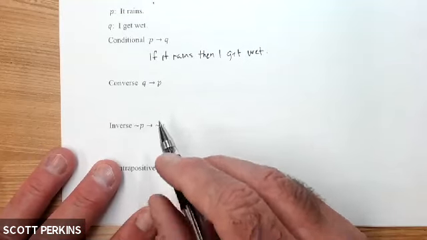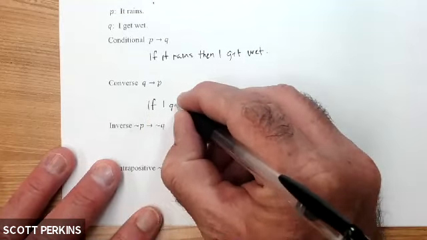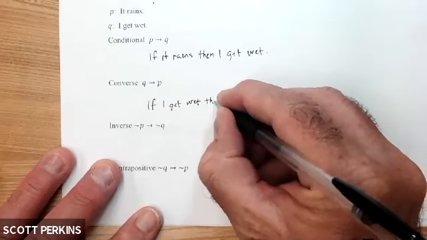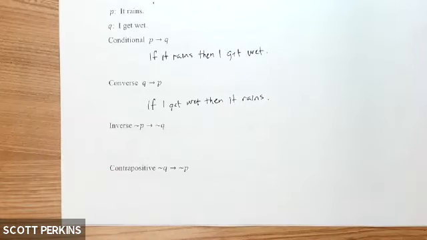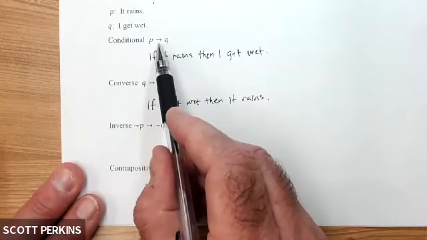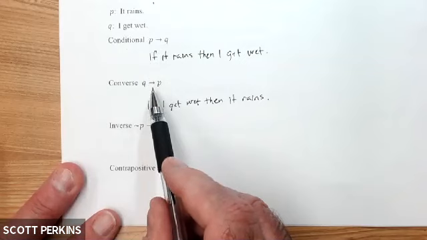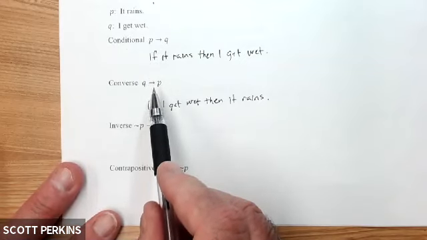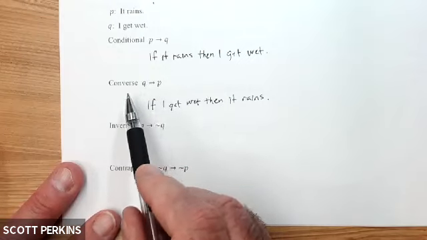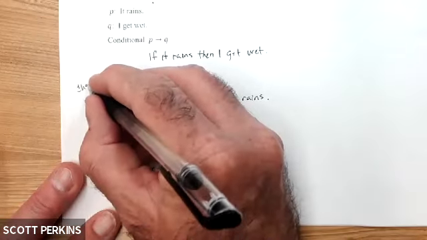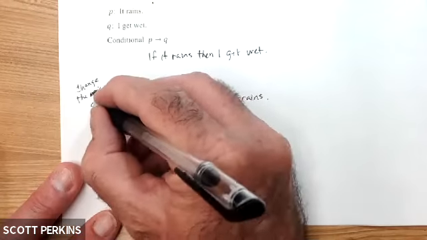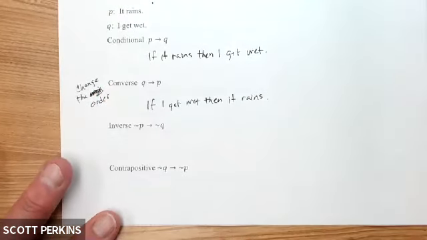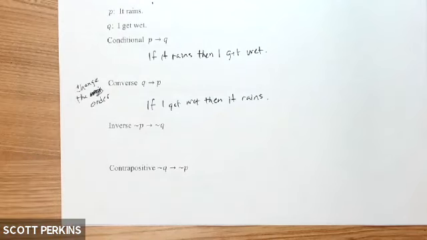All right, if I get wet, then it is raining. Or then it rains, just to keep the... Now notice, this is important to notice. My conditional statement, P arrow Q, is the original statement. The converse structurally is what you get when you just change the order of the terms. So if you need to make a note to yourself of how to remember this, the converse is just you change the order. So instead of P being first, then Q, it's Q first, then P.